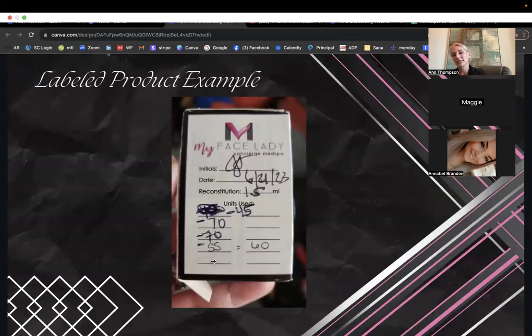And then as a courtesy, for anyone else who uses that bottle, you just subtract the amount of units on it. That way, it makes it super simple for your own personal traceability as well. So very simple to do. It makes it easy for other injectors to use that product too if needed.